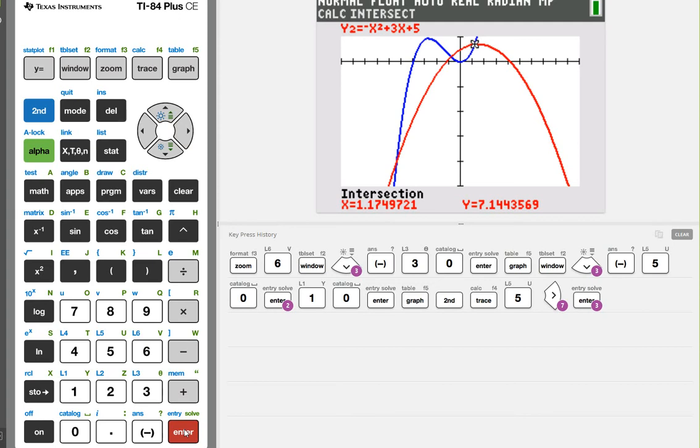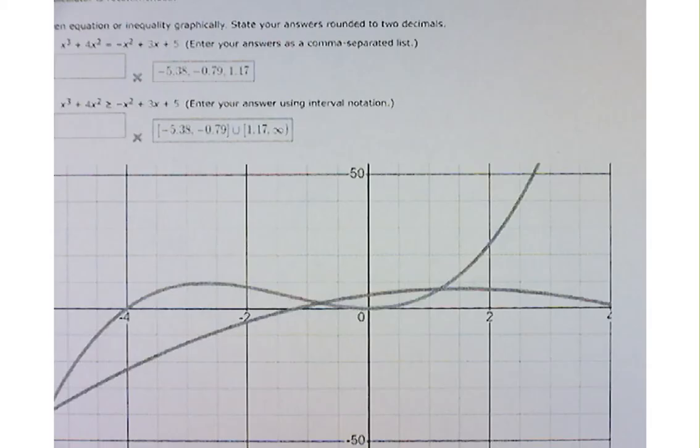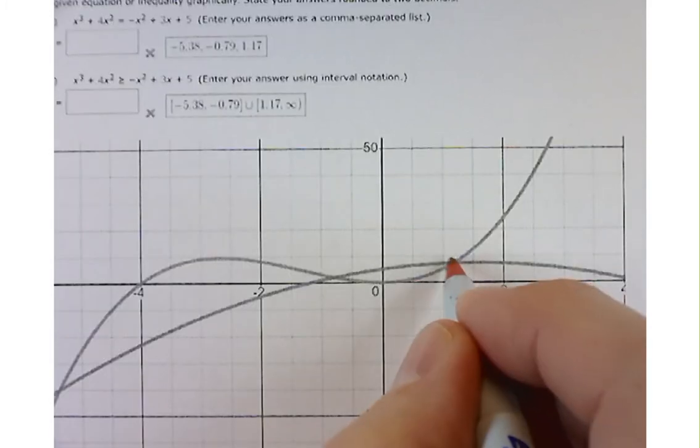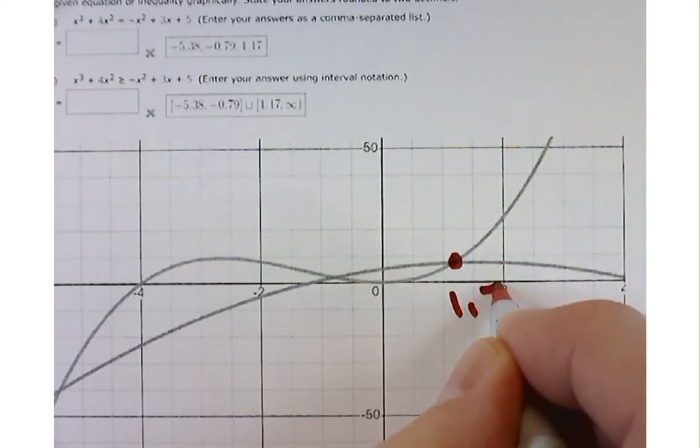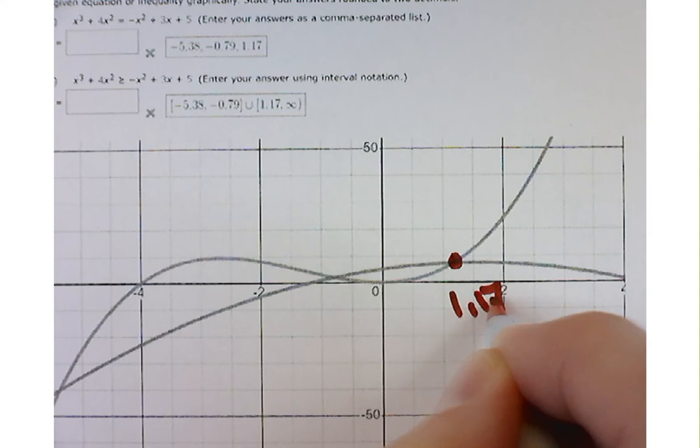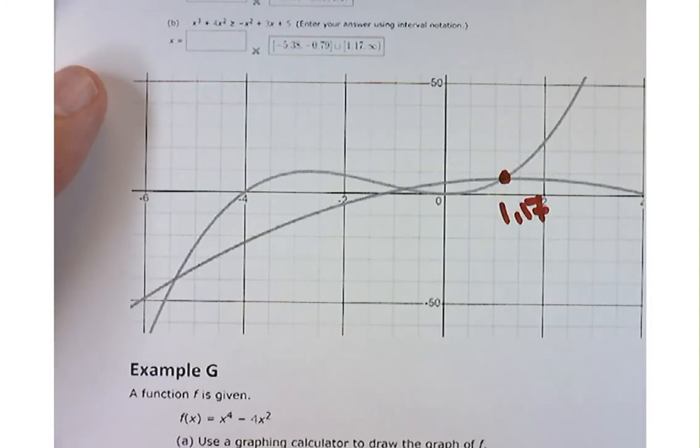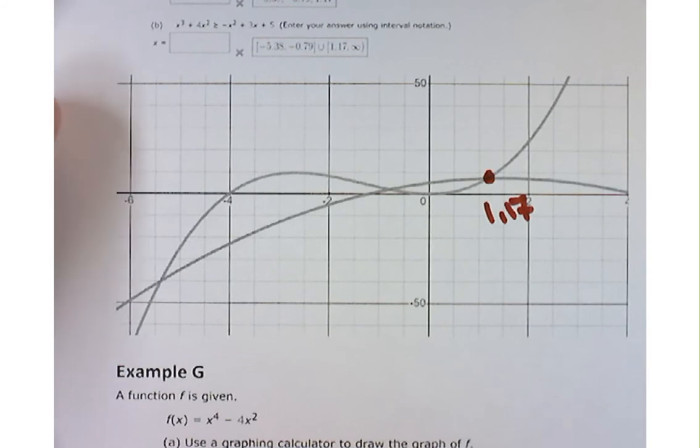You should get exactly 1.1749721, etc. Are you able to get that on your graphing calculator? All right, so let's round that off to the nearest hundredth. So about 1.17 right there.